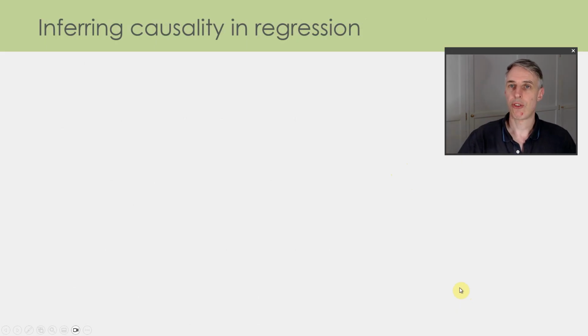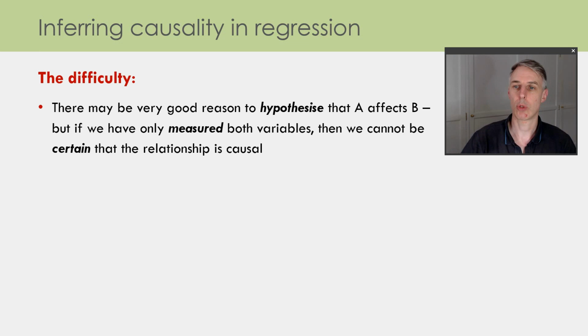So let's turn to the final thing that I'm going to cover in this session on regression. And that's going back to one of the big challenges that I outlined in part 1, which is the difficulty of inferring causality or causation between variables in regression. So that difficulty, just to remind you, is that there might be very good reason to hypothesize that one variable A predicts or affects variable B, but if we've only measured rather than manipulated those variables, variable A specifically, then we can't be sure that the relationship is causal.